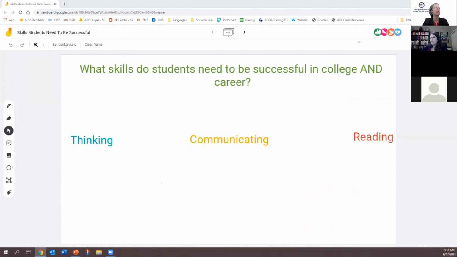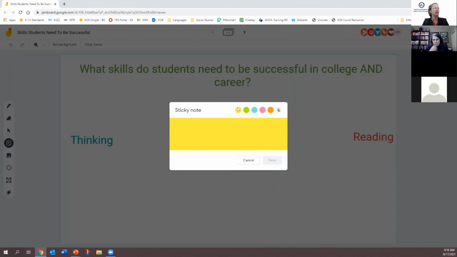So when you get in here, as you log in, you'll see there are different pages up at the top. So we're going to start on the first page. And what you do over here on the left-hand side is a toolbar, and the fourth one down is a sticky note. So what I'd like for you to do is to click on the sticky note and it brings it up here. You can adjust the colors if you haven't seen this before.